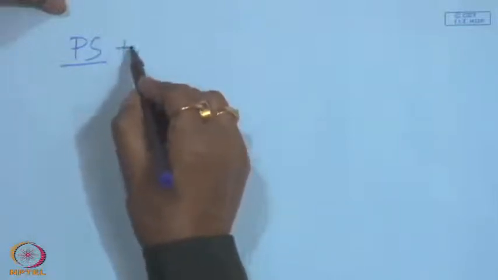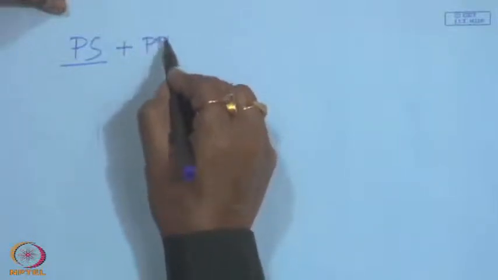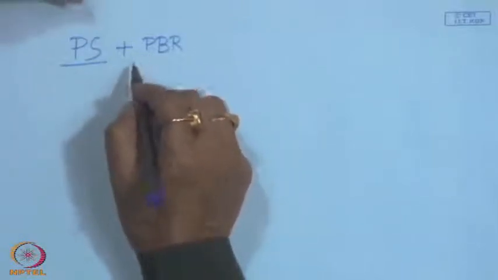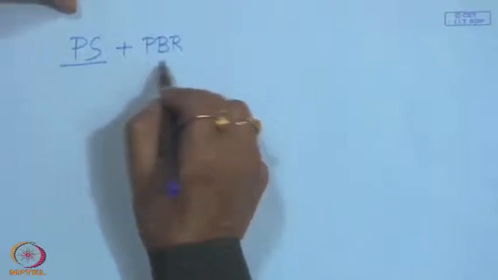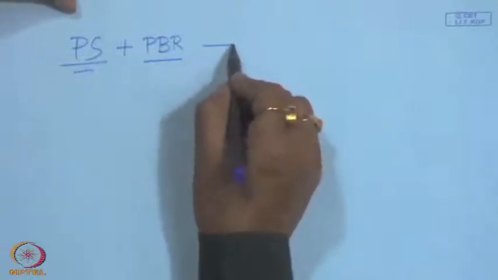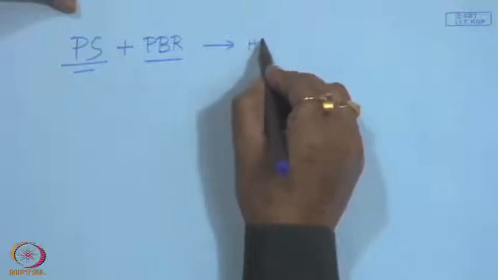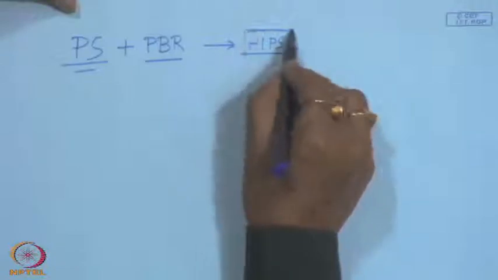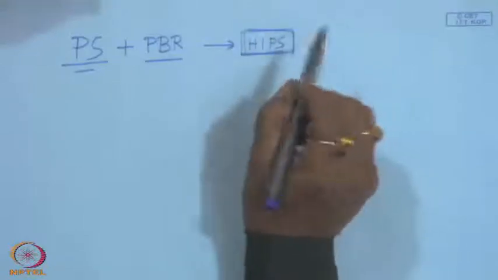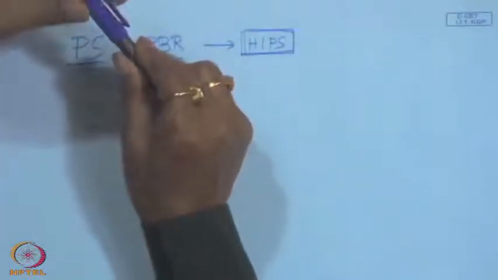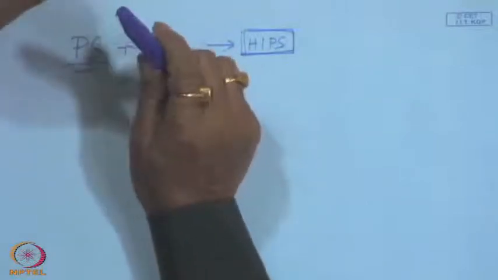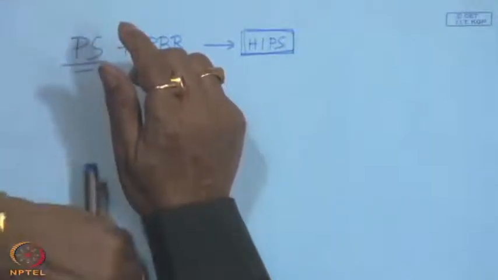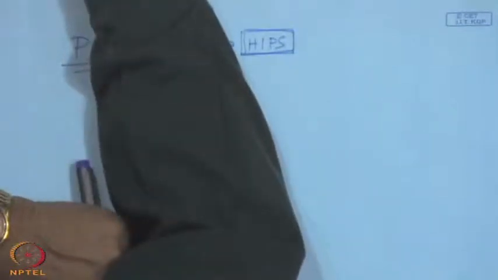To this low impact polymer, if we mix a little bit of polybutadiene rubber, say 10% or 20% or 30%, with polystyrene, we can get high impact polystyrene. So, high impact polystyrene grade is basically made by blending a little portion of polybutadiene or other elastomer with polystyrene, and we get a blend having improved impact strength.